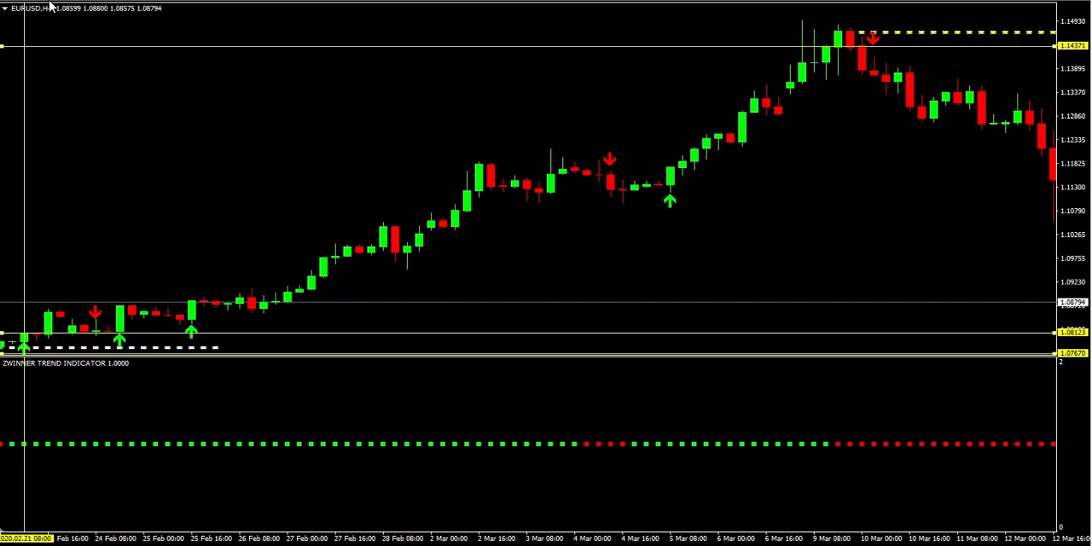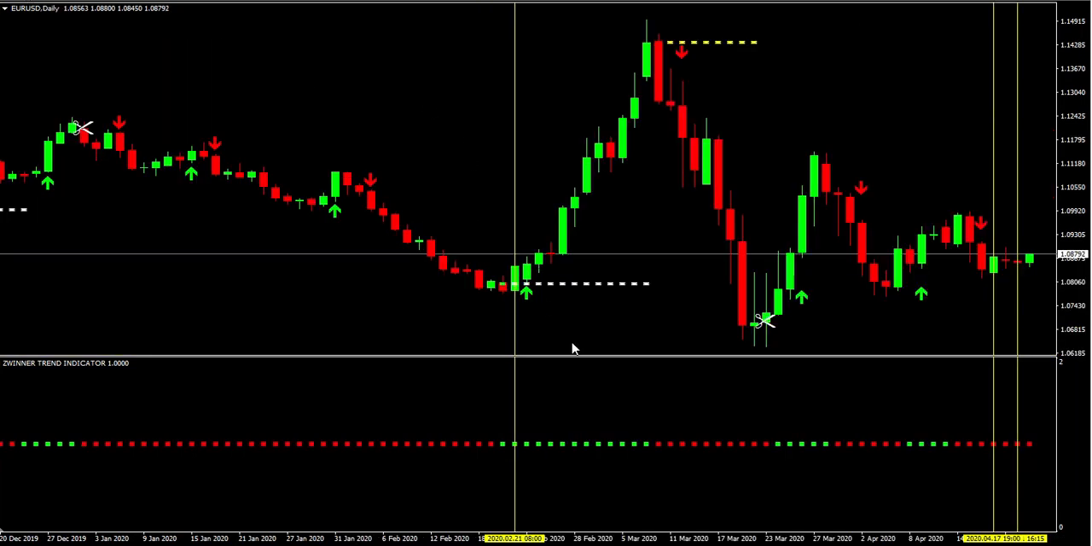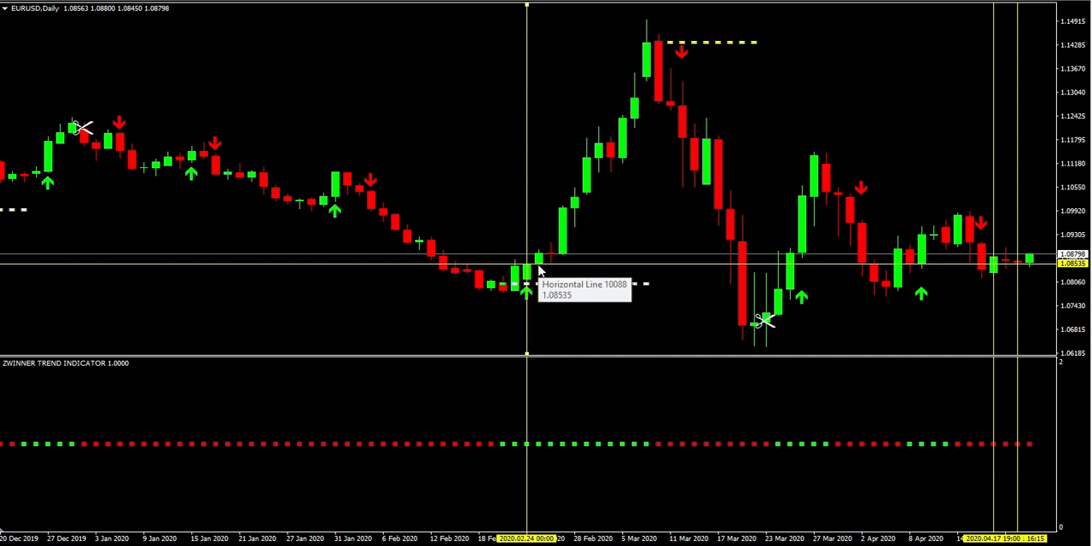Let's go on the daily time frame. This is the daily chart. Now on the daily, you get the support level here, and you get your first arrow here, and the trend is up. So you buy at the open of this new candle, which is this candle, and then you wait for your exit signal. You get your first dot of the resistance on this candle.